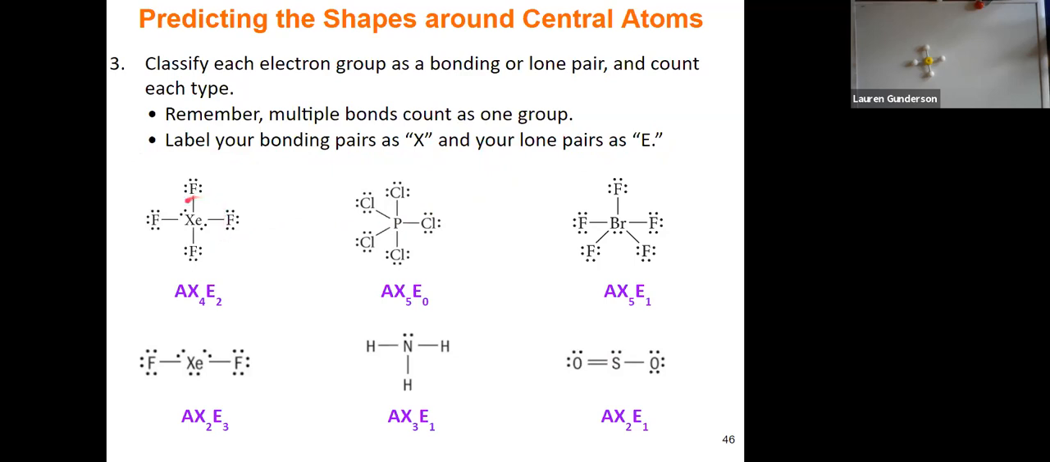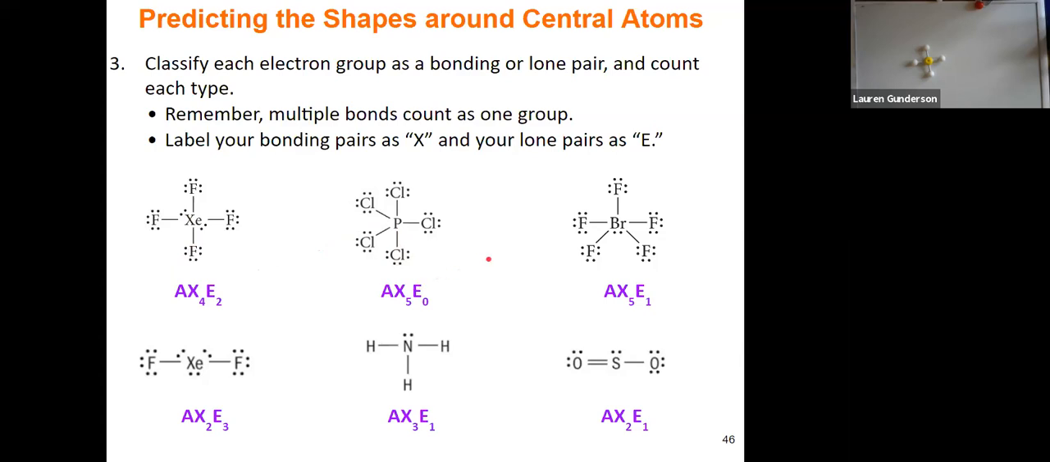So for example, in this Lewis structure here, I have xenon. It has 1, 2, 3, 4, 5, 6 electron groups total. 4 of those electron groups are bonding groups. 2 of those electron groups are lone pairs. So I would call this molecule an AX4E2 molecule. All right. PCl5 has 5 bonding groups and 0 lone pairs. That's an AX5E0 molecule. So the A represents whatever the central atom is. The X represents the bonding groups, and the E represents the lone pairs.